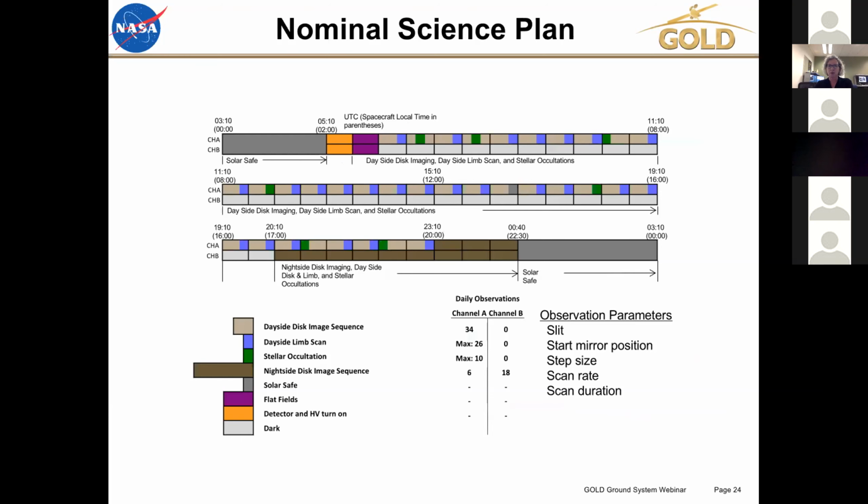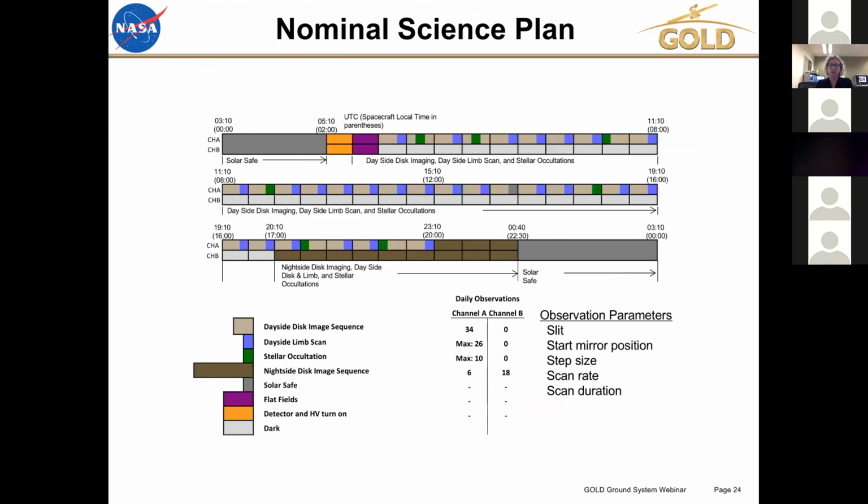And then we're able to perform our flat field operations beginning at 0540 UTC. What the flat field operations do is allow us to track any changes to the detectors over time. The flat field is an LED that gives us a repetitive form for seeing changes in the detectors.